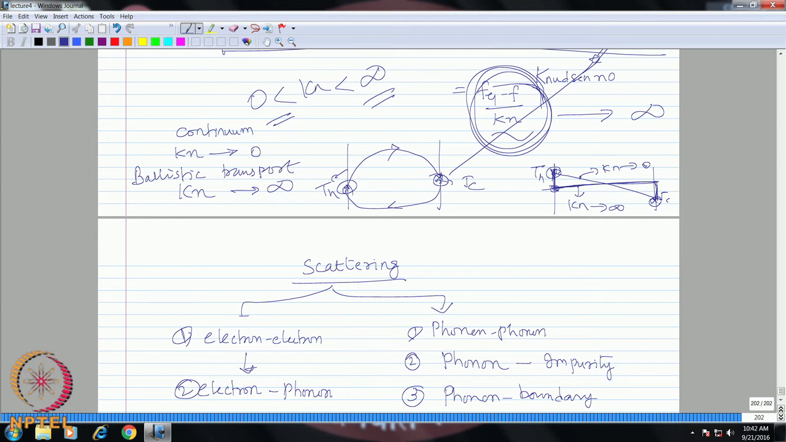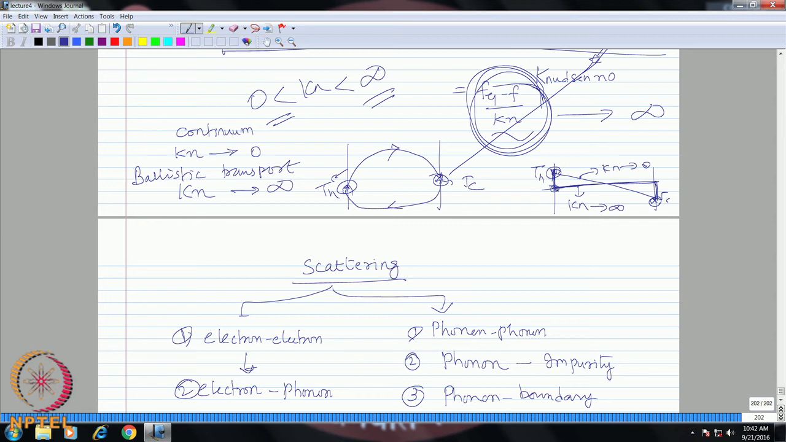In fact, this is the reason why you have electrical resistance in the first place. If there was no electron-phonon collision, your resistance would be 0. The electrons can freely flow through the metals or semiconductors, but they are resisted by the phonons. Therefore, you have a finite value of electrical resistance.